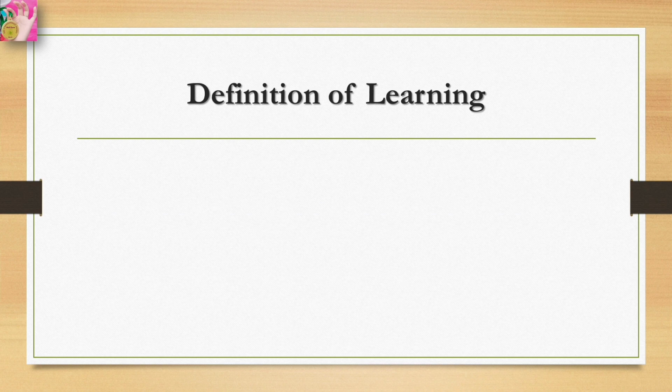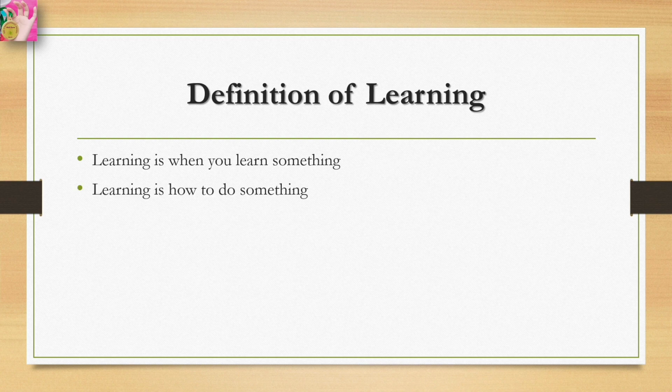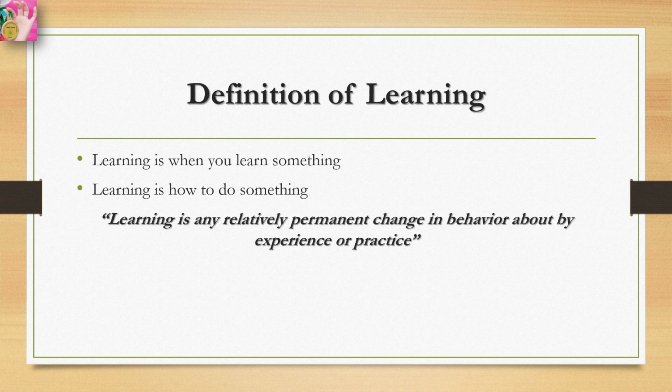Now, the term learning is one of those concepts whose meaning is crystal clear until one has to put it in actual words. Learning is when you learn something, or learning is learning how to do something. Or a more useful definition is as follows: learning is any relatively permanent change in behavior brought about by experience or practice. What does relatively permanent mean? And how does experience change what we do?